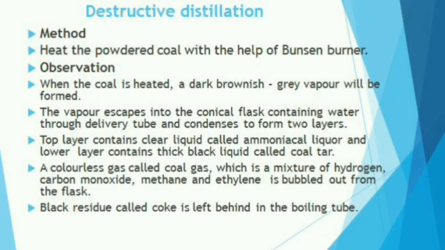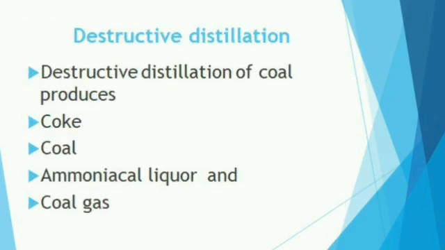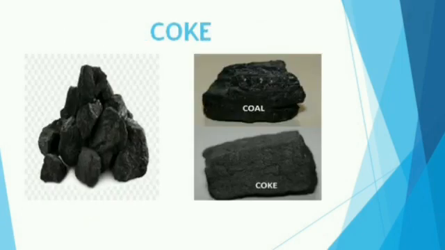So, what do you conclude from this activity? Destructive distillation of coal produces coke, gas carbon, coal tar, ammoniacal liquor and coal gas. Let us learn one by one: coke, coal tar, ammoniacal liquor, everything. First, let me start with coke.